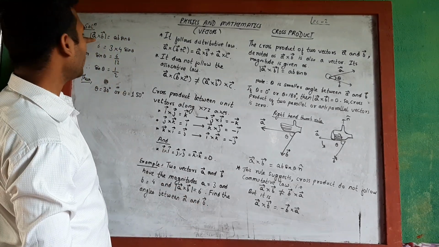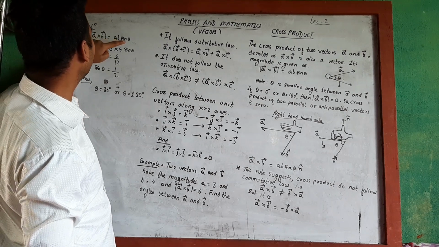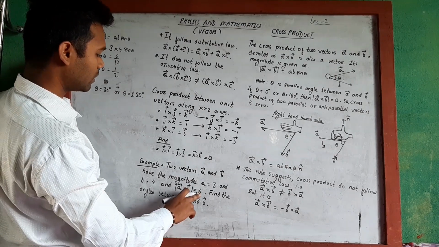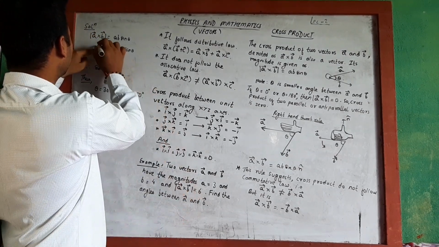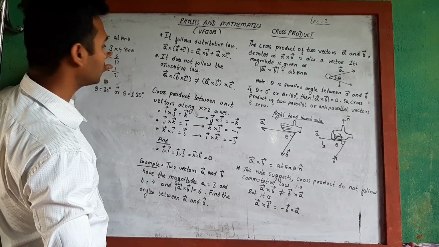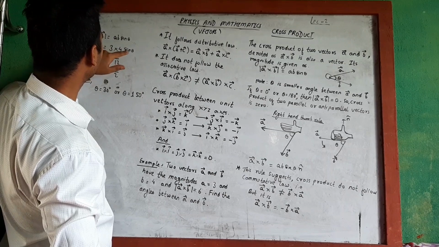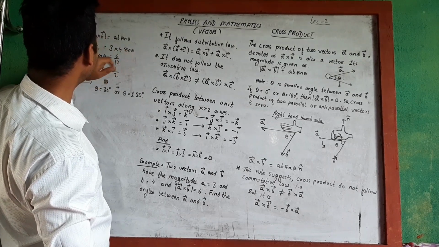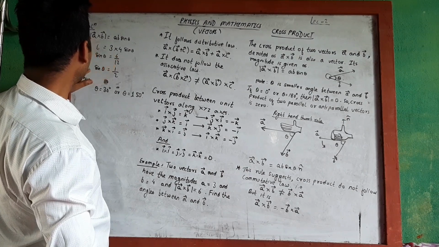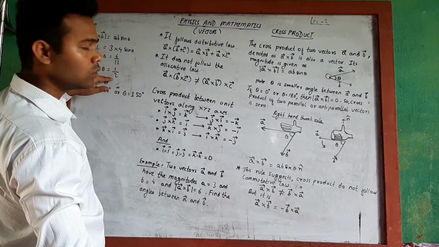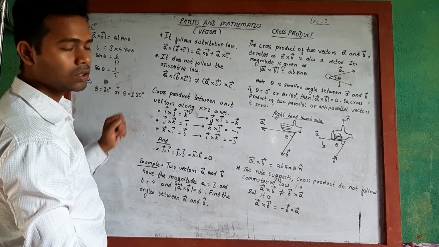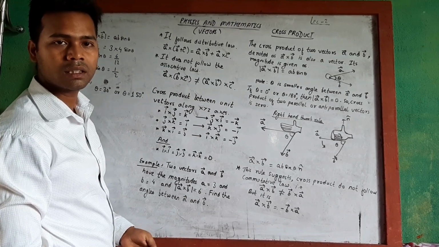Here the magnitude of a vector cross b vector is ab sine theta, we know, and the magnitude of a vector cross b vector is 6. Therefore 6 is equal to magnitude of a, which is 3, times magnitude of b, which is 4, times sine theta. This gives sine theta equals 6 divided by 12, which gives sine theta equals 1 divided by 2, and from here we will get theta equals 30 degrees or theta equals 150 degrees. Thank you.